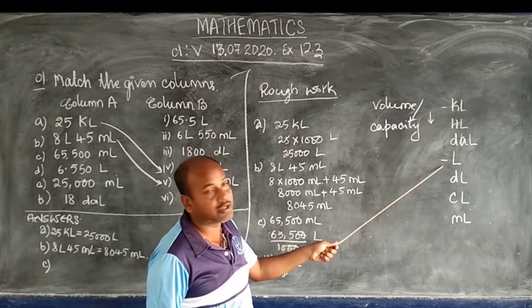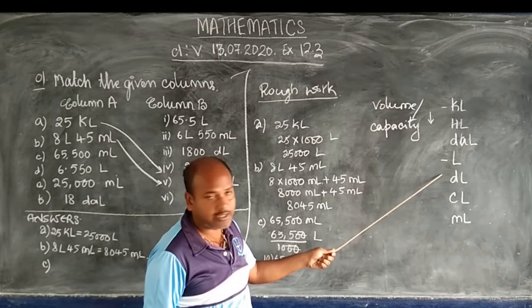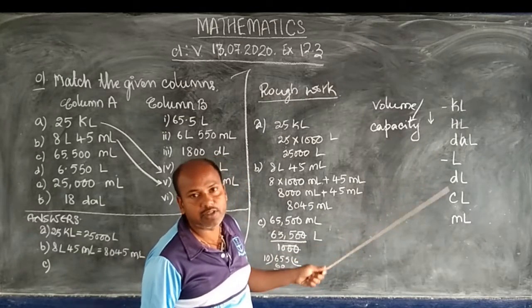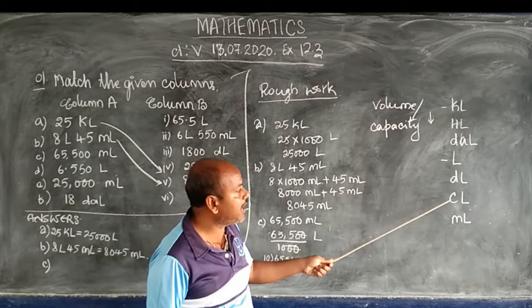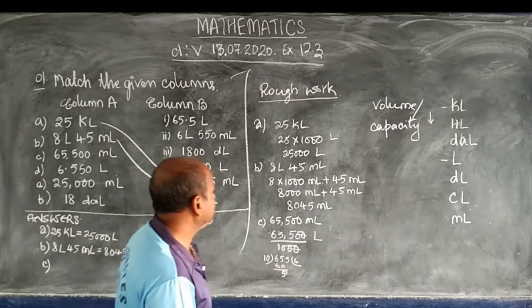And you are converting it into a larger unit. In that case, you need to divide. When you come down, you multiply, and when you go up, you need to divide. You are here and you want to come here, that means you need to divide. Divide it by 1 and 3 zeros. Divide it by 1000.